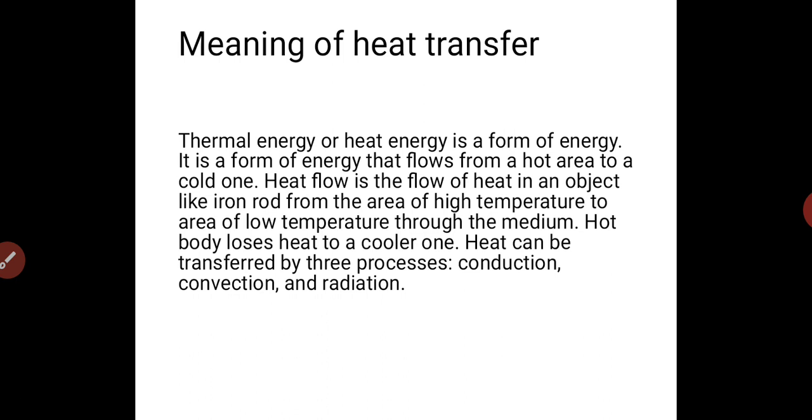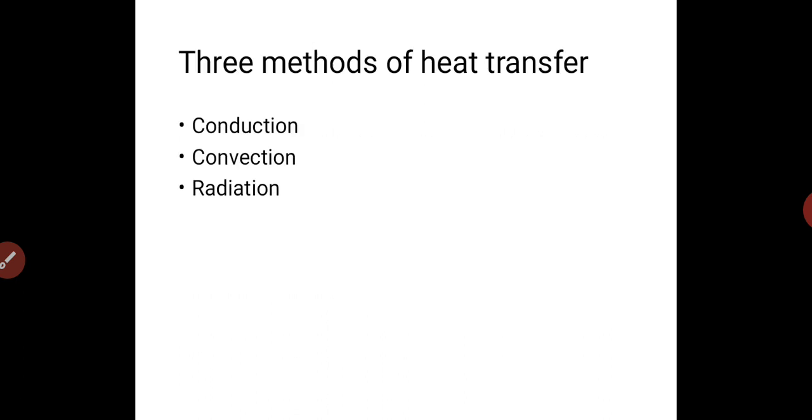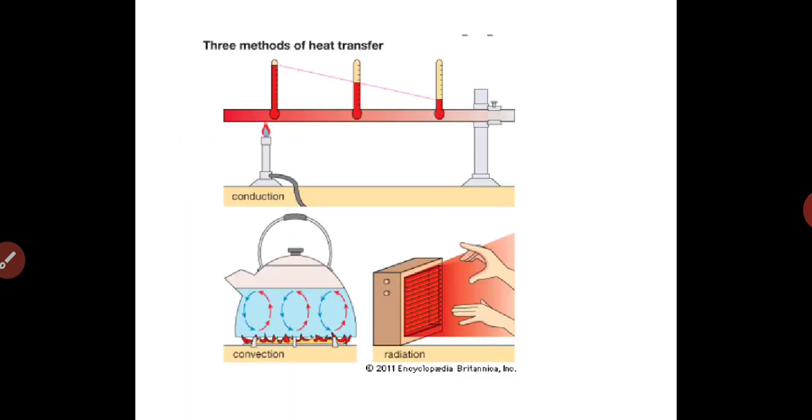A hot body loses heat to a cooler one. Like I just said, the place that is very hot loses heat to a place that is cooler. Heat can be transferred by three processes. We'll be looking at the processes of heat transfer. The three methods of heat transfer are conduction, convection, and radiation.